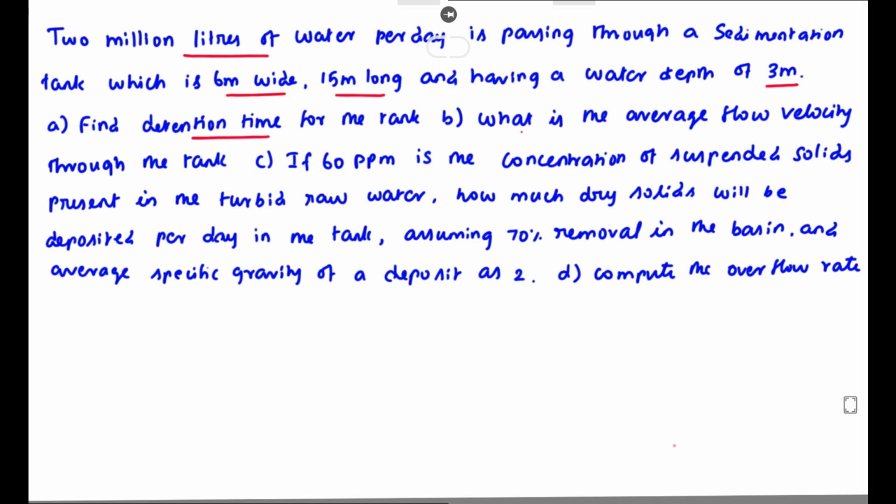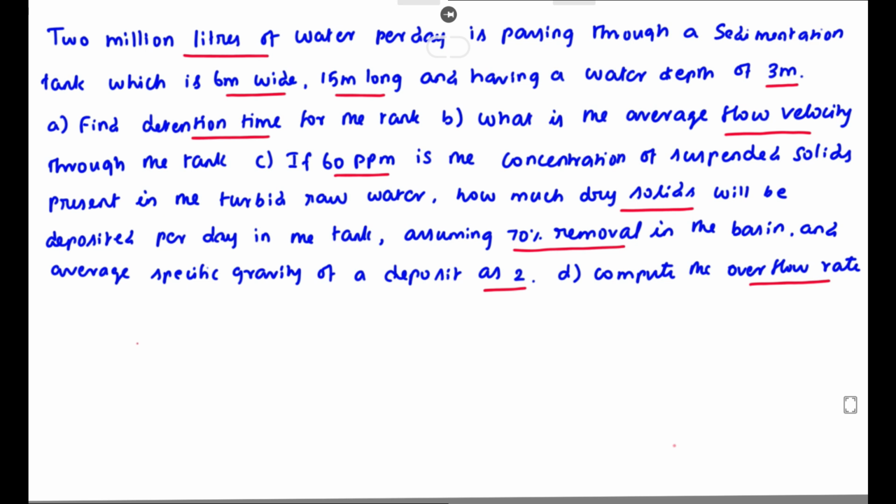Second question, what is the average flow velocity through the tank? Third question, if 60 ppm is the concentration of suspended solids present in the turbid raw water, how much dry solids will be deposited per day in the tank, assuming 70% removal takes place in the basin and the average specific gravity of the deposit is 2? The next question, compute the overflow rate. So there are 4 questions being asked.